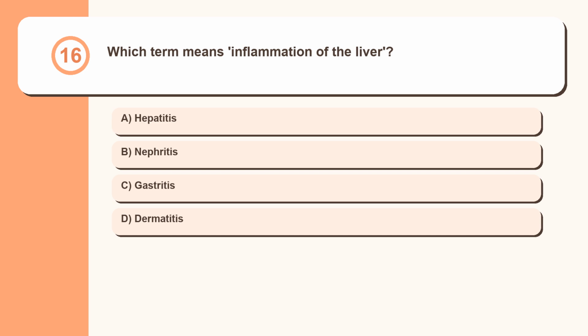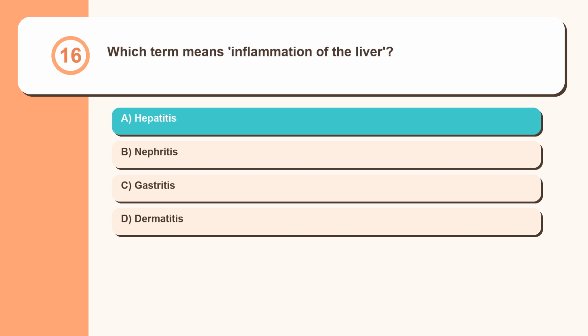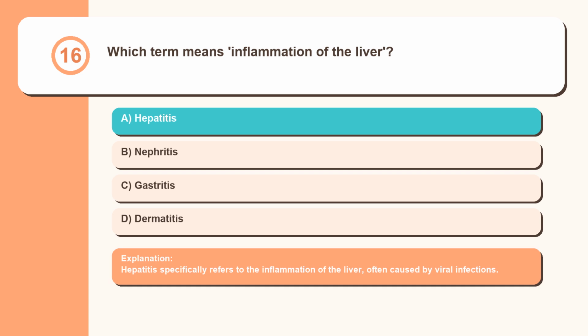Question 16. Which term means inflammation of the liver? Hepatitis, nephritis, gastritis, dermatitis. Hepatitis specifically refers to the inflammation of the liver, often caused by viral infections.